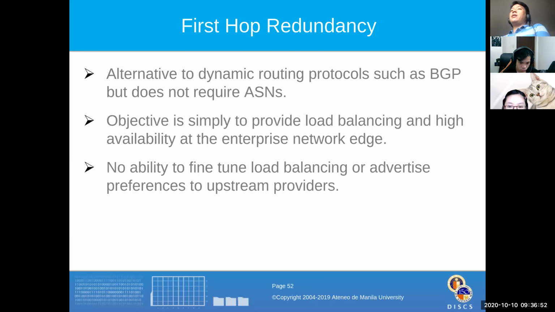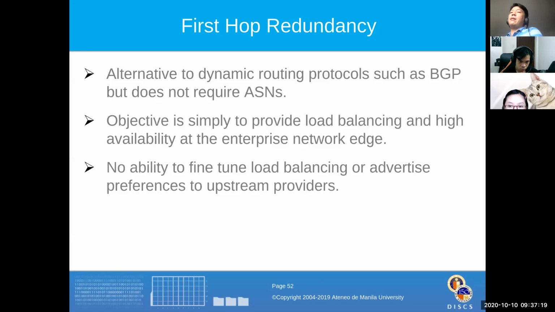But first hop redundancy is for the case where, what if I'm just creating my home router and I have two ISPs connected to my home router, right? And I can't apply for an ASN because I'm a small entity, like my house, right? Of course, APNIC will not give me an ASN even if I wanted to pay for it. So how can I do load balancing? One of the cheap ways of doing that is what we call first hop redundancy.